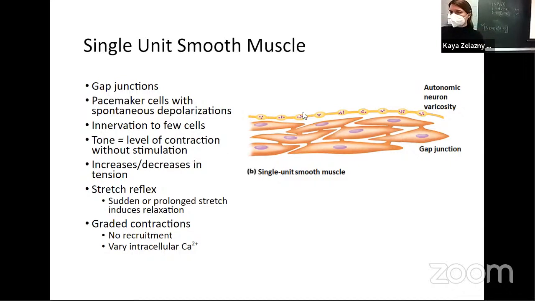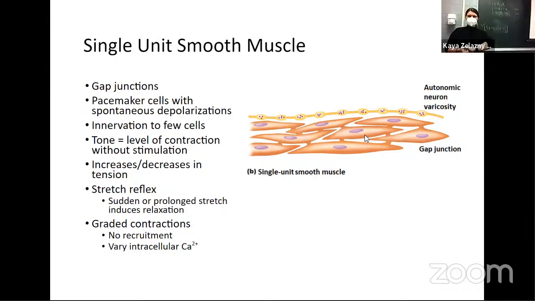So the rest of this is mainly just describing the structure. We can see this one neuron lying over top. So the direct innervation is only going to a few cells. We have the contraction happening because of those gap junctions connecting everything.